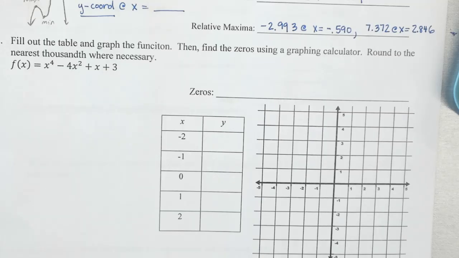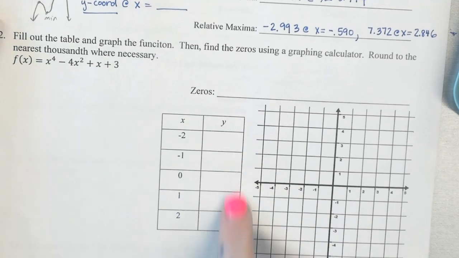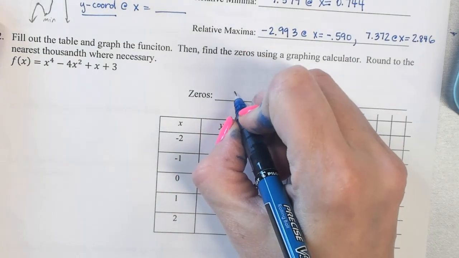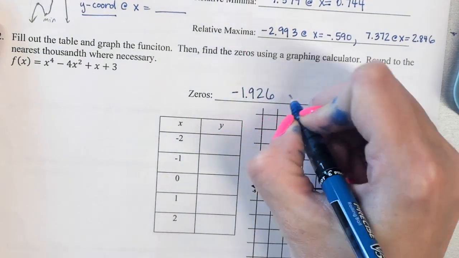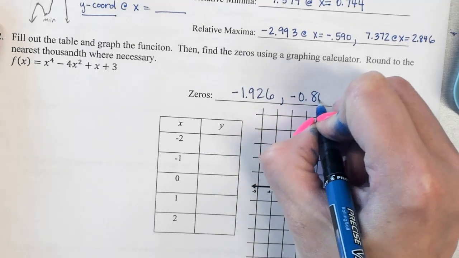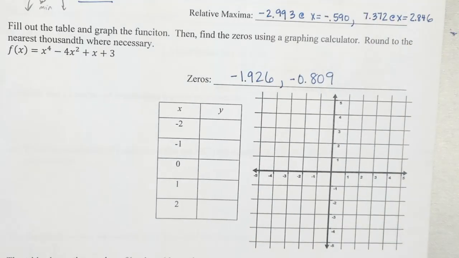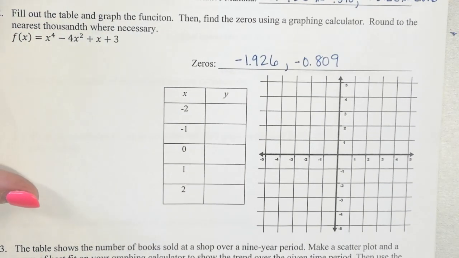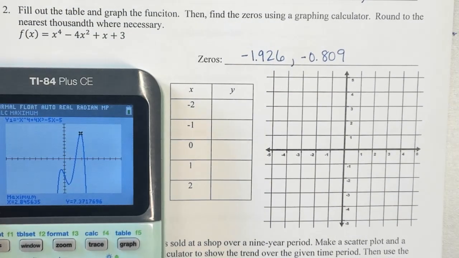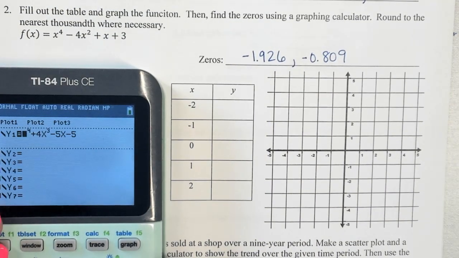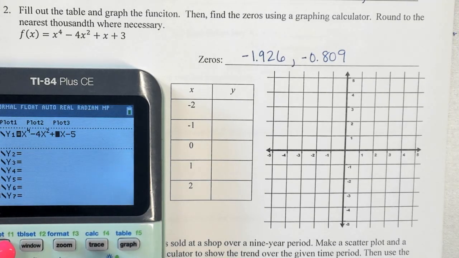Okay, now the second one, you are going to be finding the zeros and then graphing your function. So when you are doing this, you are filling out the table. Like I'm going to give you the x values. I'm going to let you guys check your zeros here. These can be written in either order. And then when you connect these, you are going to make sure that you connect them with a curve. So we're going to put this into y equals, you have x to the 4th minus 4x squared plus x plus 3.